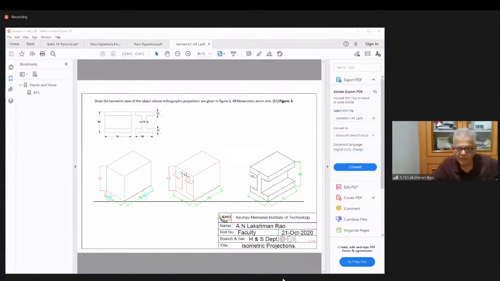Now, we will close now. Otherwise, sir also will close. Even if I don't close, he will close. Tomorrow we will see isometric projections. Right?